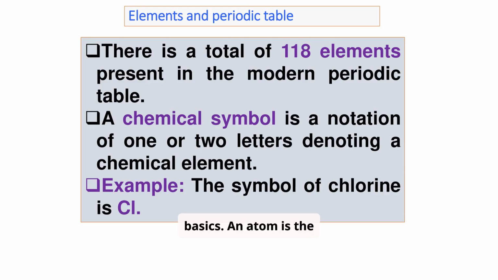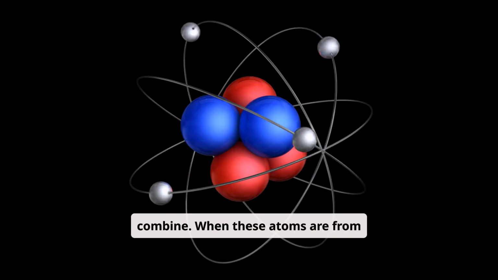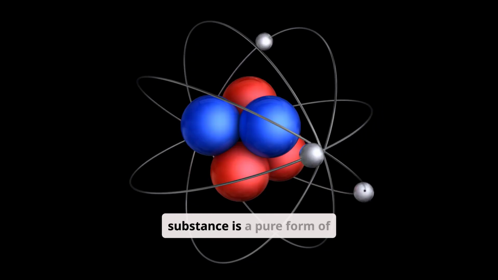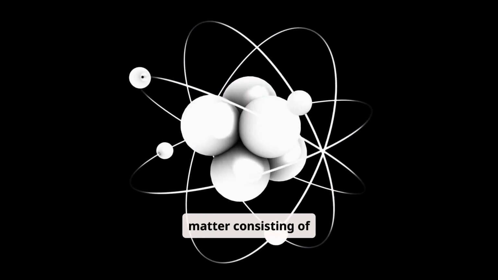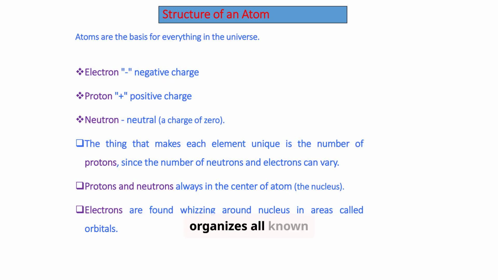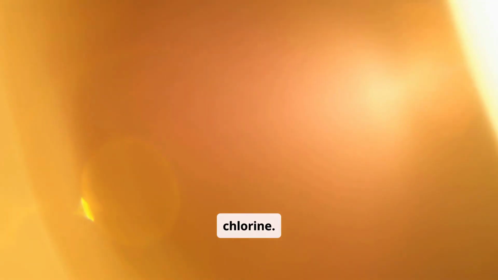An atom is the smallest unit of an element, and molecules are formed when two or more atoms combine. When these atoms are from different elements bonded together, we call it a compound. A substance is a pure form of matter consisting of only one type of atom. The periodic table organizes all known elements, currently totaling 118. Each element is represented by a unique chemical symbol, a notation of one or two letters. For example, Cl is the symbol for chlorine.